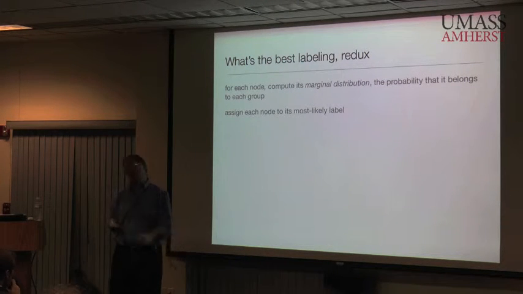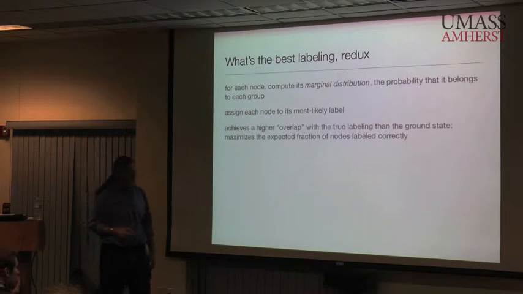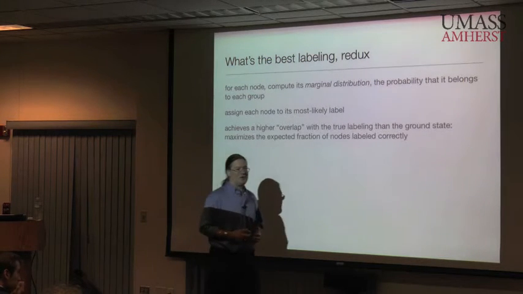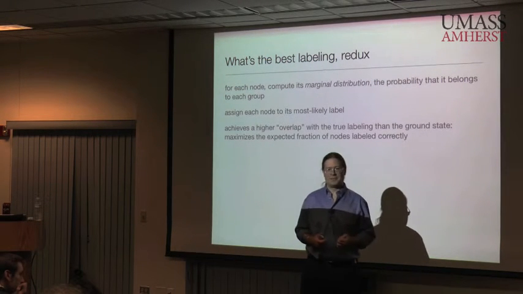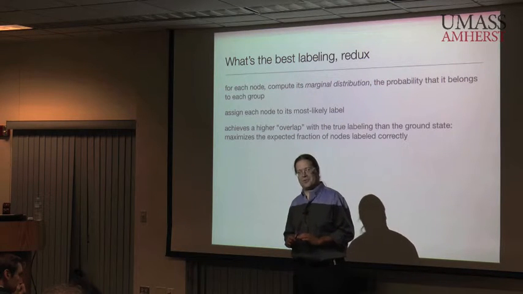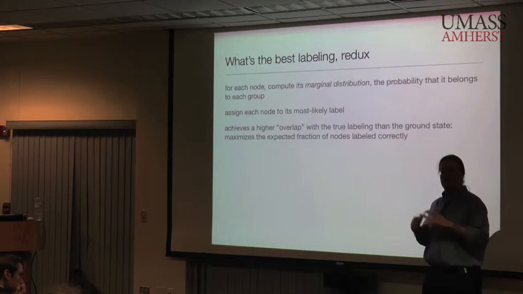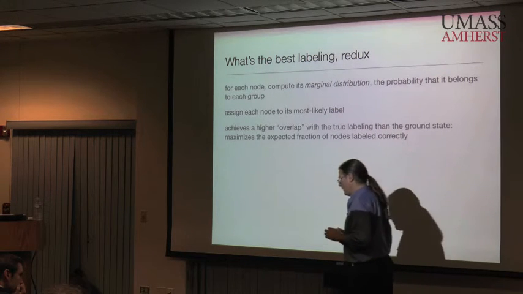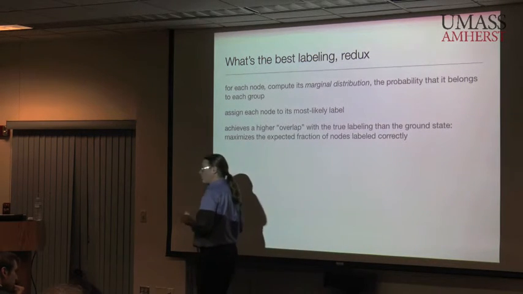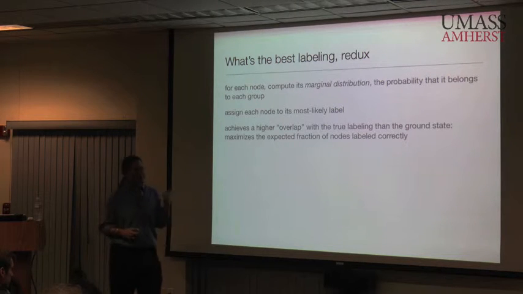Now, why should you do that? Well, it depends, of course. If I'm going to pay you $1 billion if you label every single node correctly, and nothing at all if you get even a single one wrong, then you want the ground state, or that maximum a posteriori estimate. But if I'm going to pay you $1 for each node you get right, then you want to do this.